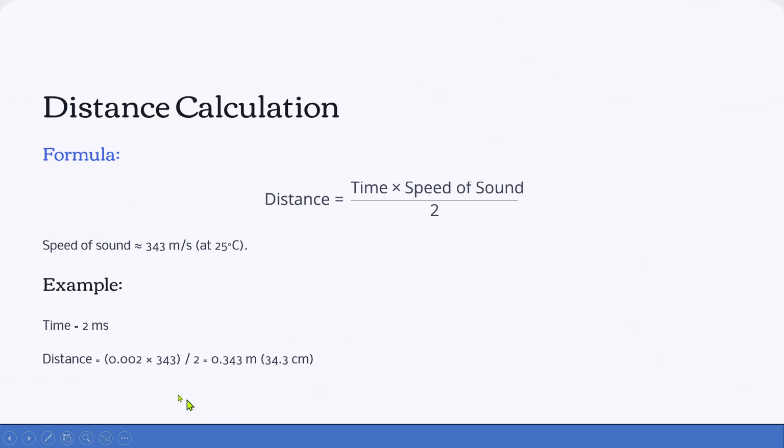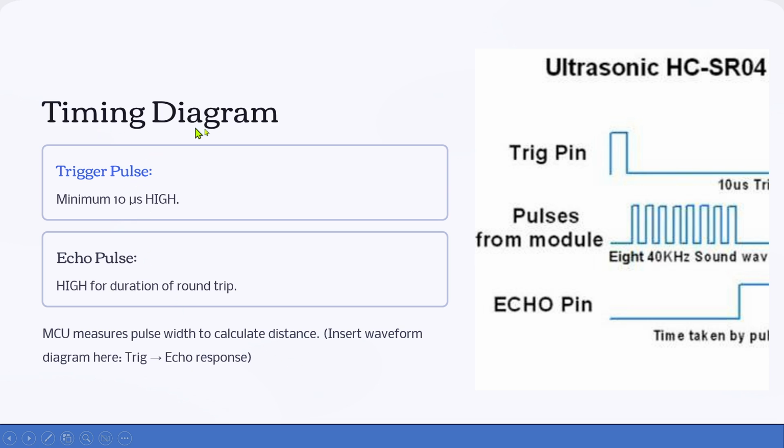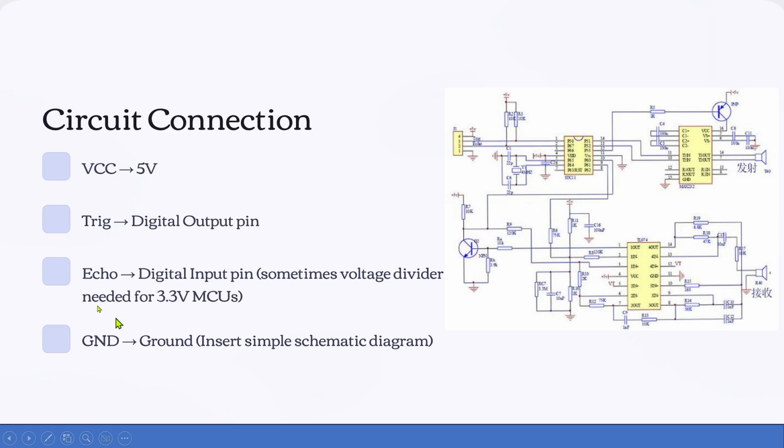So that's how they did some example calculation, okay. And in the timing diagram, for the trig pin, they are showing how the pulses are created. So this is how we are going to work practically now. The trigger pulse is minimum 10 microsecond high, and the echo pulse is high for the duration of the round trip. And the MCU measures the pulse width to calculate distance. It is just this diagram, okay. We don't need to worry about those connections. And the internal circuit design is like this, okay.